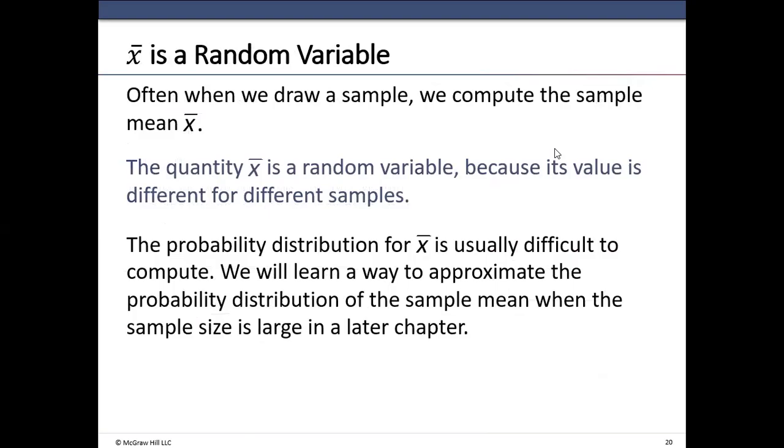Often when we draw a sample, we compute the sample mean X bar. The quantity X bar is a random variable because its value is different for different samples. The probability distribution for X bar is usually difficult to compute. We will learn a way to approximate the probability distribution of the sample mean when the sample size is large in a later chapter.